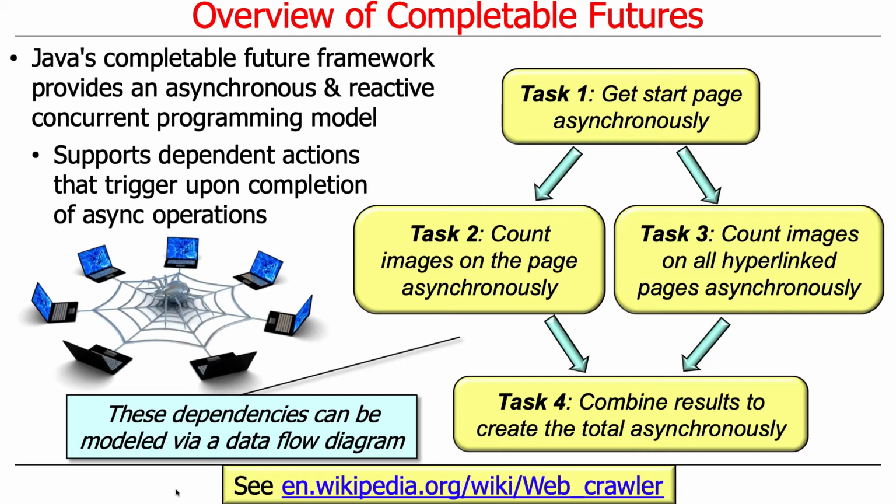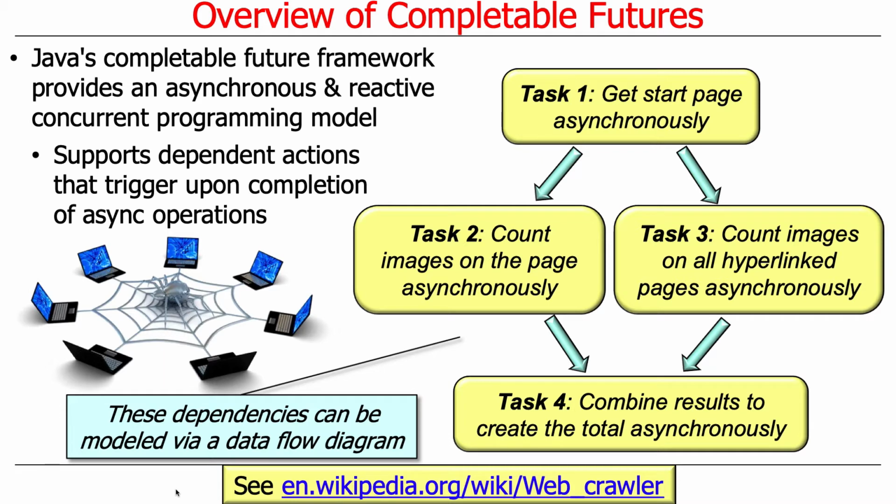As you can see, this particular web crawler has 4 primary tasks. The first task is to get the start page, the first page you want to begin to browse, asynchronously. So that's task 1. We asynchronously get the start page. And then there are 2 other tasks, task 2 and task 3, that depend upon successfully getting the start page, which was invoked asynchronously. So clearly, tasks 2 and 3 shouldn't start to run until task 1 completes. That's what we mean by dependent action.